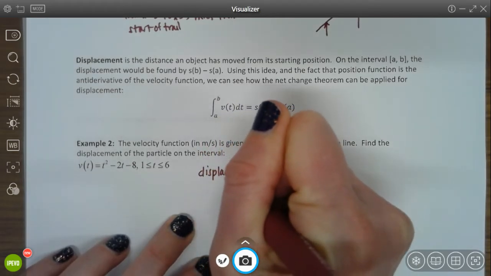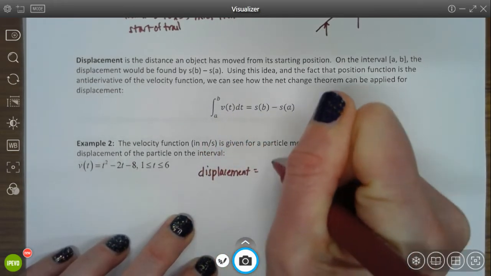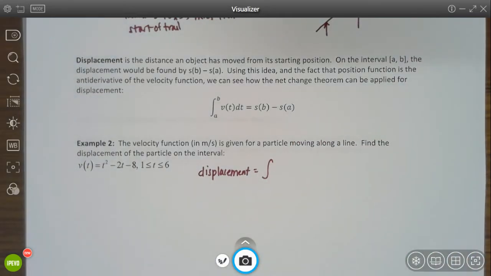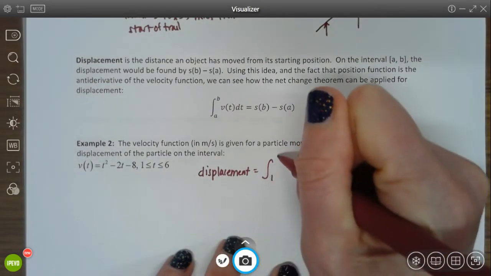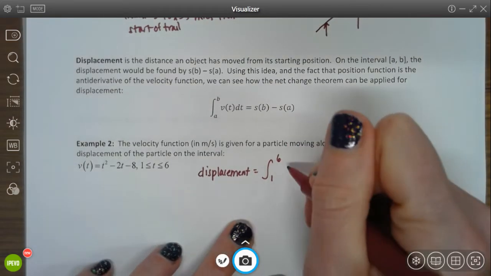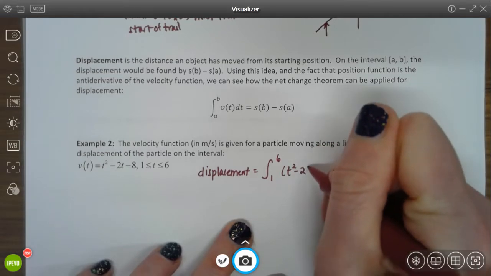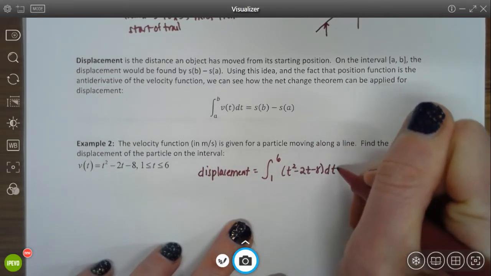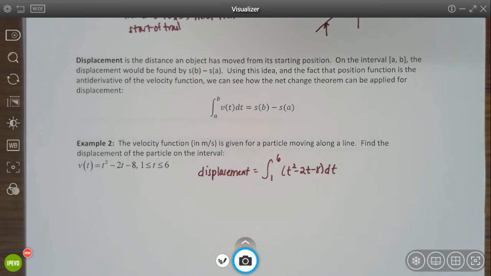So using our net change theorem, our displacement is really just the integral from my starting point to my ending point. So from time 1 to time 6 for my velocity function, which was t squared minus 2t minus 8, multiplied by the change in time, which would be dt. All I need to do to solve this is just use my FTC. And then the answer to that would be the displacement of this object.